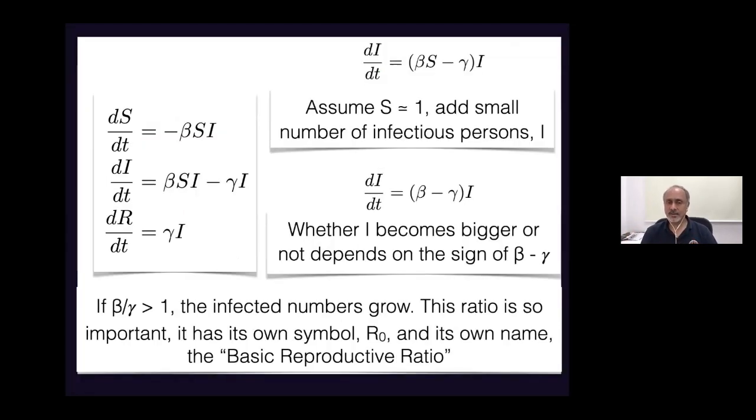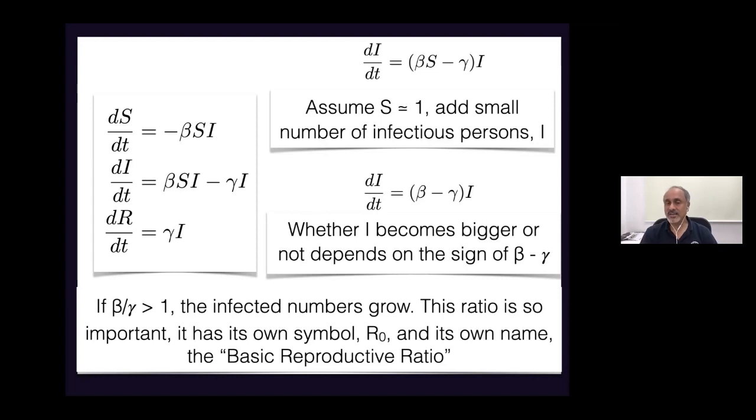So here's the logic behind this. Let's look at these equations again, and let's look at the equation for the infected numbers. The infected numbers, dI/dt, is beta times S minus gamma times I. What we're going to assume is that S is very close to 1. That is, the population is very largely susceptible, and then we're going to add a small number of infectious persons.